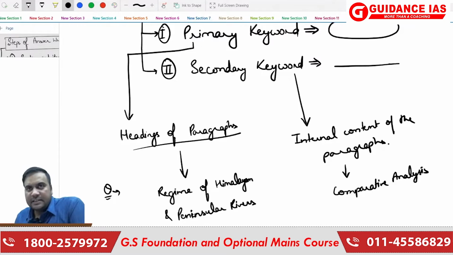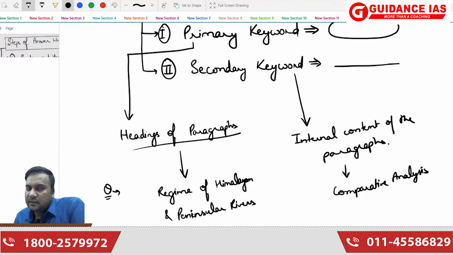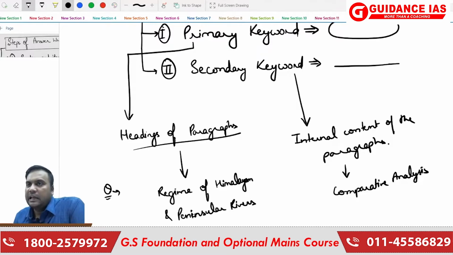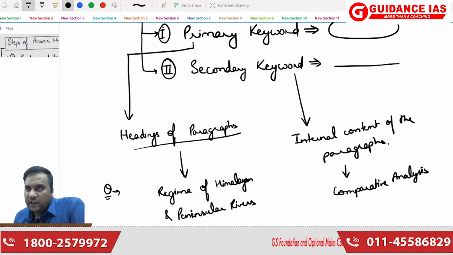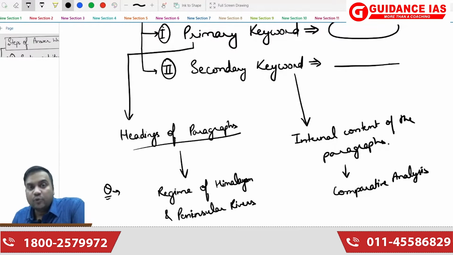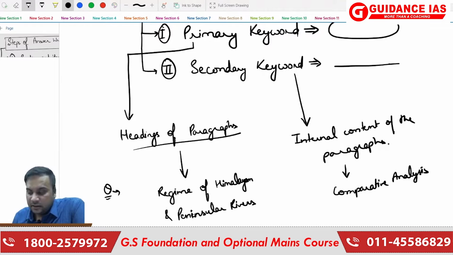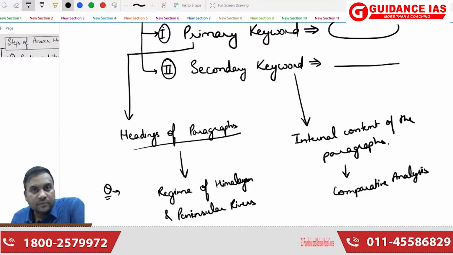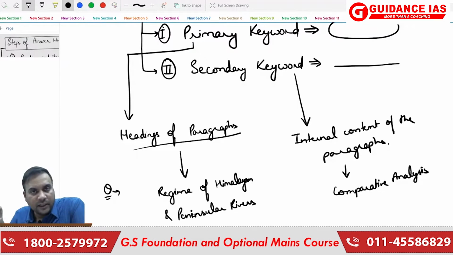So, this is the primary keyword and the secondary keyword. The primary keyword will give me the headings of the paragraphs. How I will be writing the content, whether I have to criticize, whether I have to write the shortcomings, whether I have to write the positives, this will be decided by the secondary keyword. Can you get what I am saying here?